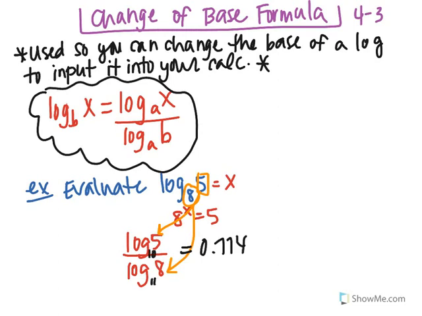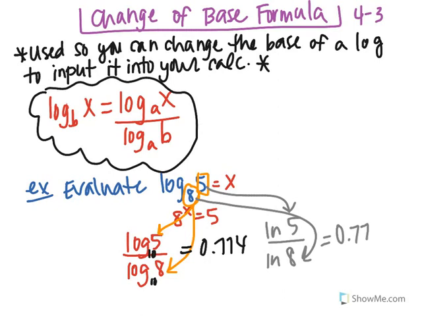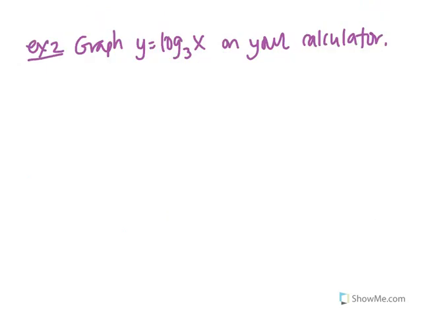And I can change this to any base. I chose base 10 because it's on the calculator, but I can use natural log if I want. So I could have done natural log of 5 over the natural log of 8. I can use any base that I want. I did the 5 in the numerator and the base in the denominator, and that would still give me, and you can test it out on your calculator, 0.774. So I can basically change it to any base I want.